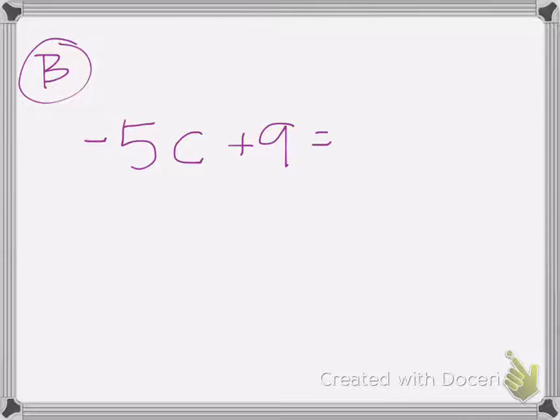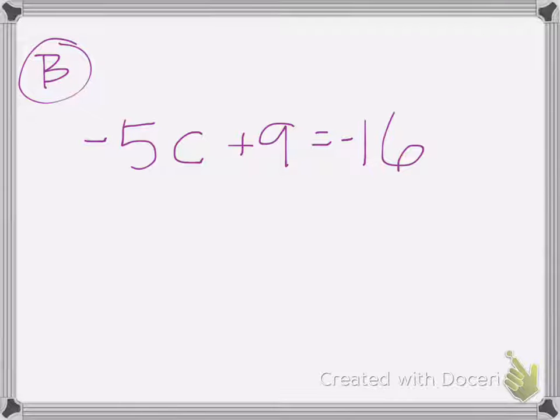Let's do on your own B. Oh, I want it purple. Bear with me. Okay, B. Can you guys do a negative 5c plus 9 equals 16? Sorry, negative 16. Write it correctly. Negative 5c plus 9 equals negative 16. Pause it, check back.